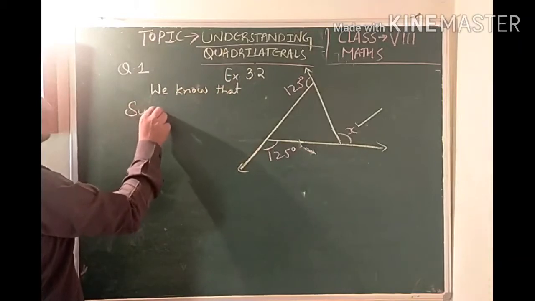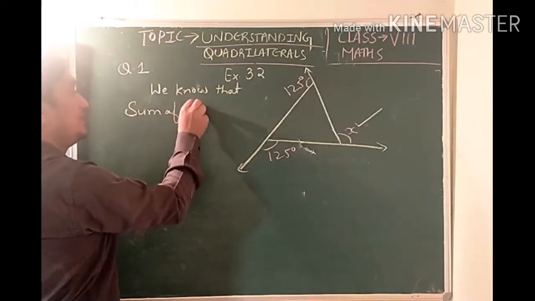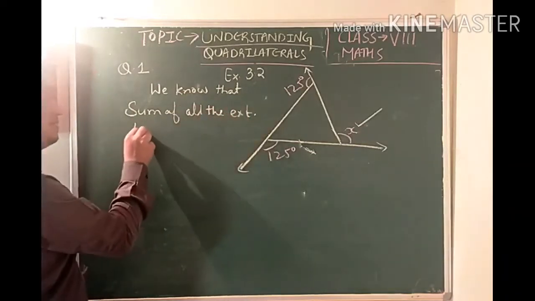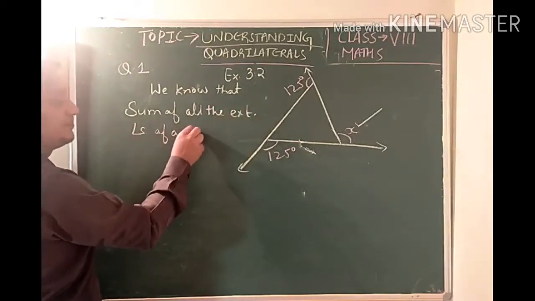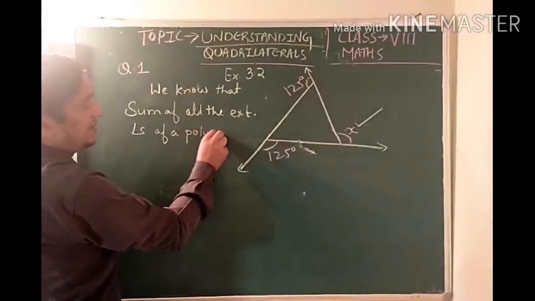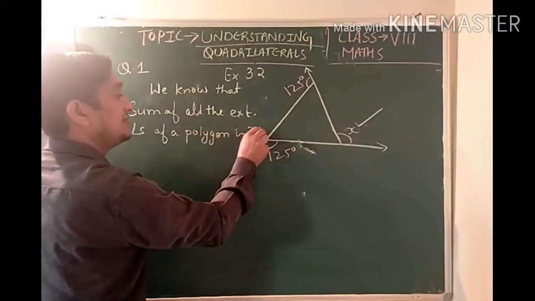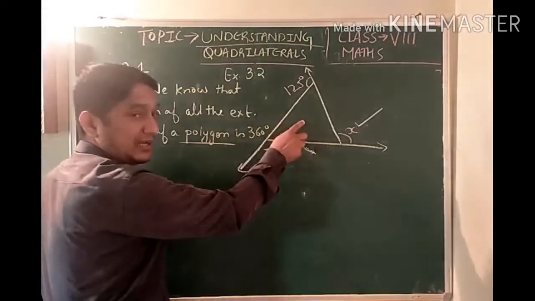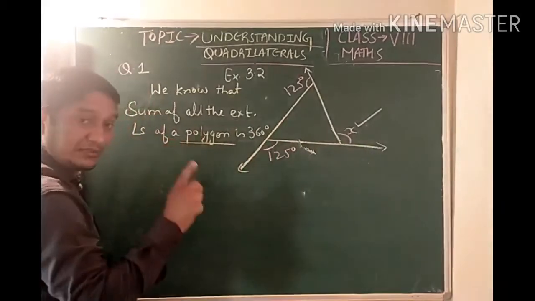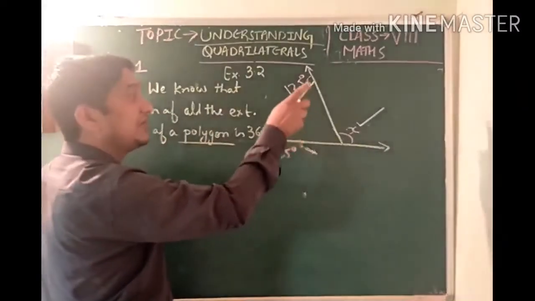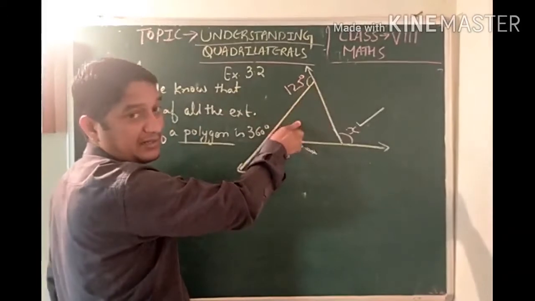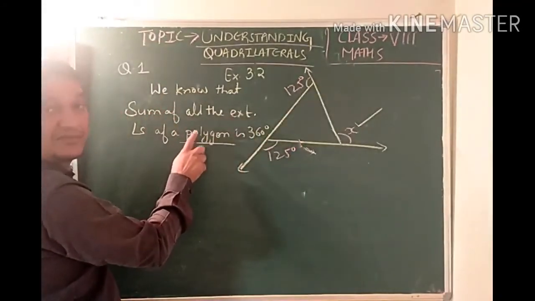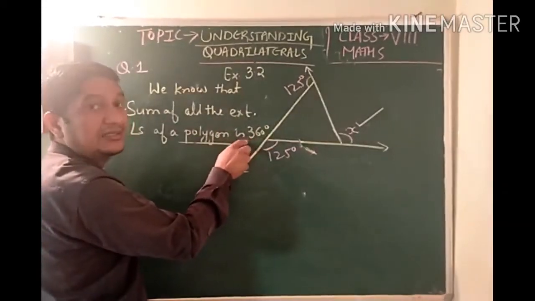We know that the sum of all the exterior angles of a polygon is 360 degrees. Children, remember, I have written a polygon. Here we have a triangle. It doesn't matter whether it is a triangle, a quadrilateral or a pentagon. The sum of all the exterior angles of a polygon is always 360 degrees.